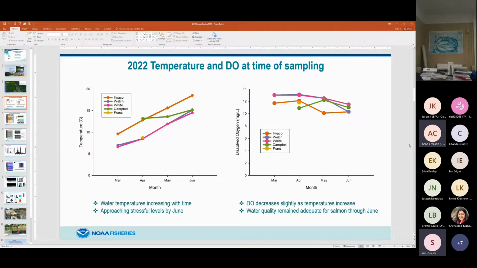Sometimes in the month of June, the temperatures will exceed that 19 degrees that they talked about earlier, that 19, 20 degrees where it starts to be very stressful to handle the fish, so we don't. However, this year we had no issues with that. Everything was under that threshold. So we were able to sample all the sites all the way through June.